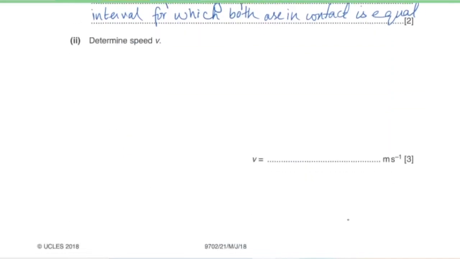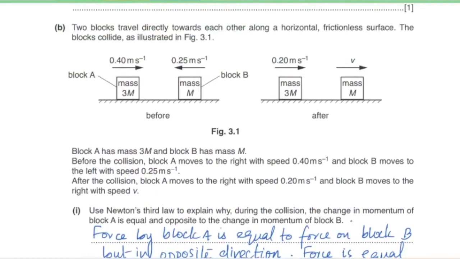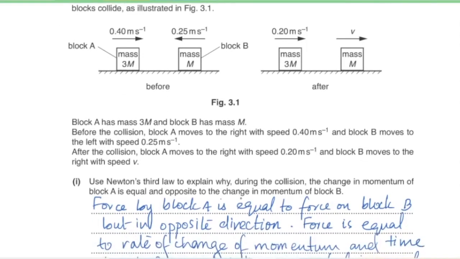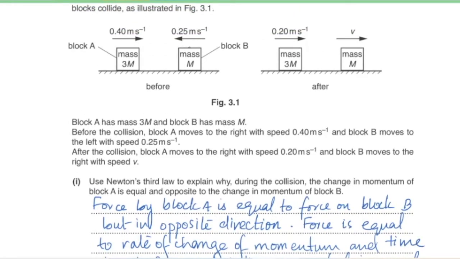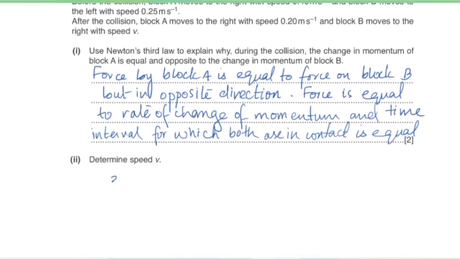Part 2, determine speed v. So following the law of momentum, momentum before collision is going to be equal to total momentum after collision. Total momentum before collision is going to be this mass multiplied by this velocity plus this mass multiplied by this velocity. But remember, velocity is a vector quantity, so we must take the negative sign into account with 0.25 since this block is moving towards the left. So 3m into 0.4 plus m into negative 0.25.